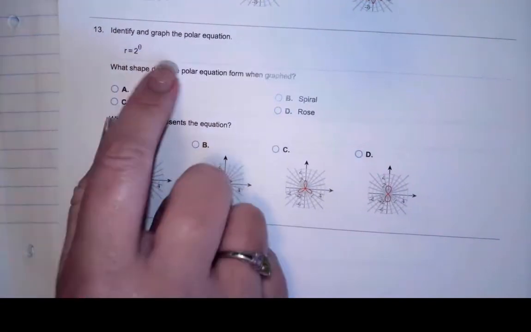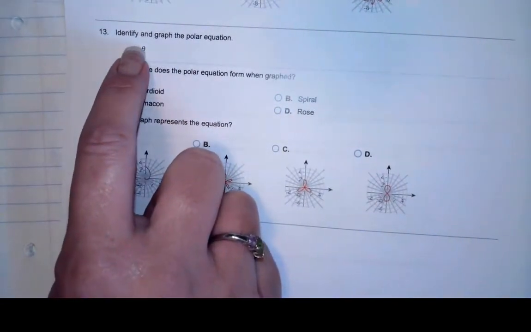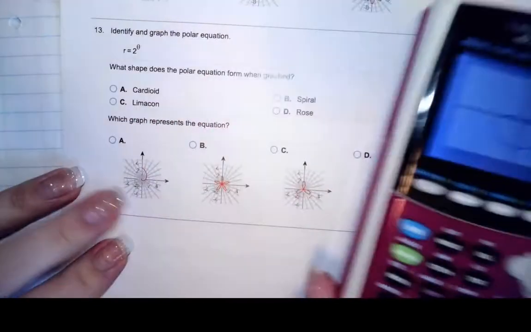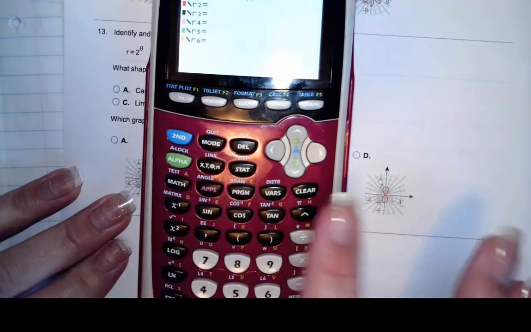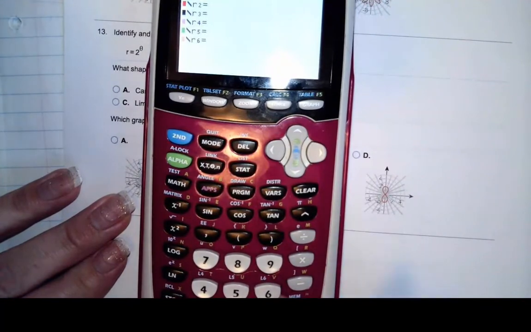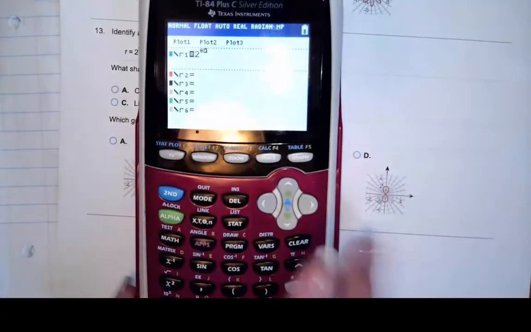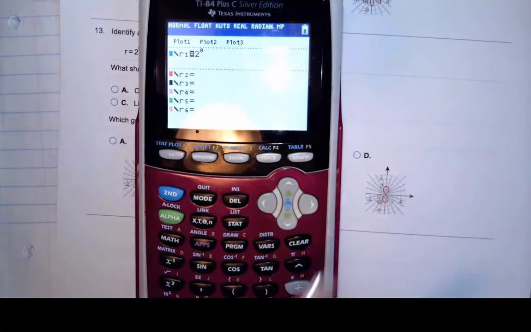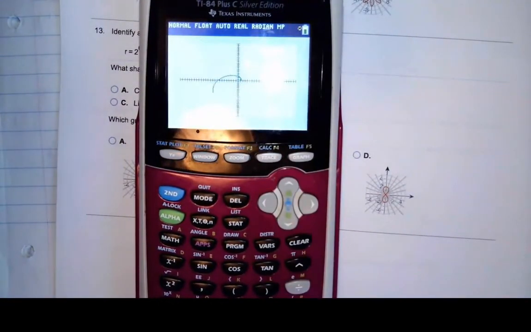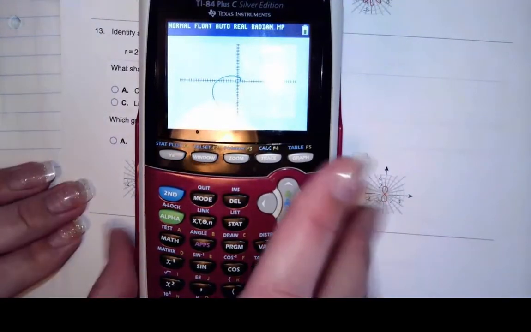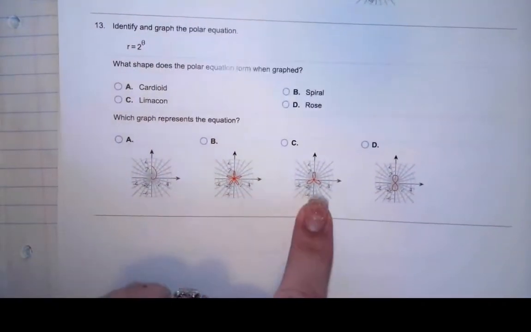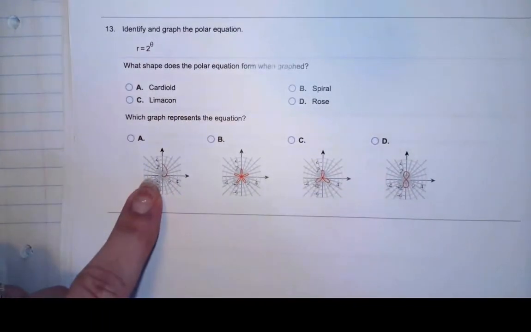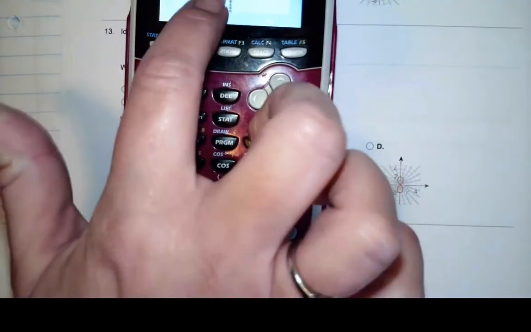So if I have r equals 2 raised to the theta, sorry, r equals 2 raised to the theta. Well, if I graph that, I get kind of a partial spiral. I can tell that it's a spiral, but it's kind of weird looking. And I know, because I've got a rose and a lemniscate, that it's going to be a spiral. But mine doesn't look like that.